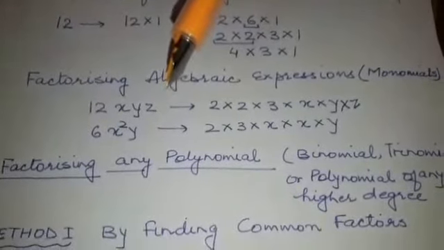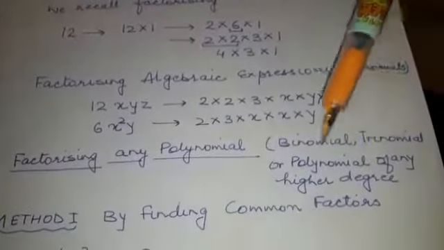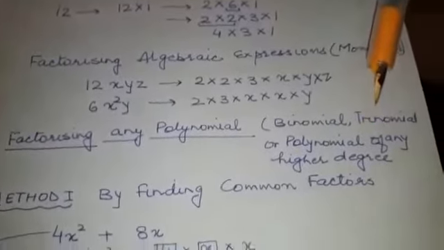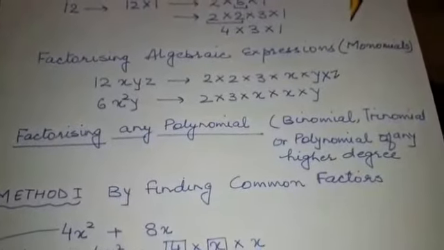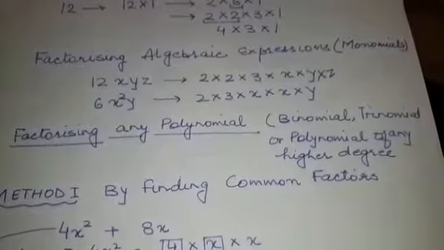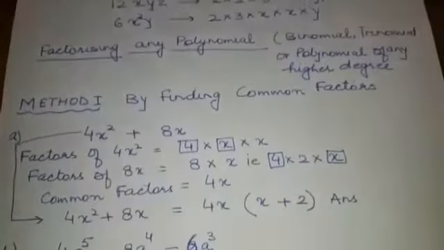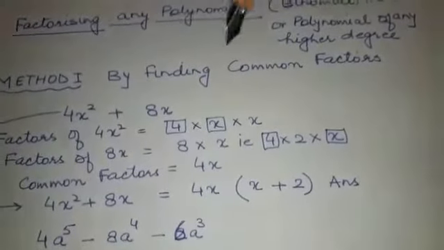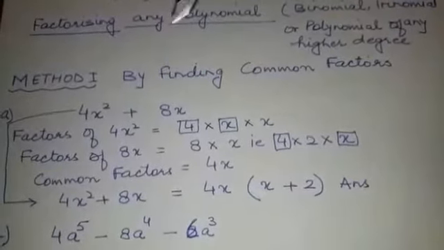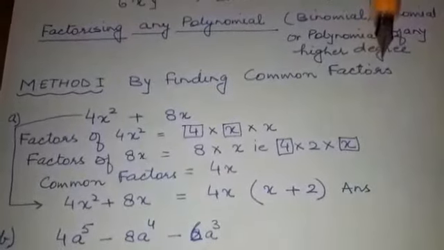But the rule is not same for binomials, trinomials or any higher degree of the polynomial. There are different methods that we'll be learning one by one for factorizing the polynomials with higher degree. Let's learn first method today. First method we are taking is by taking common factors of all the terms existing in the given polynomial.